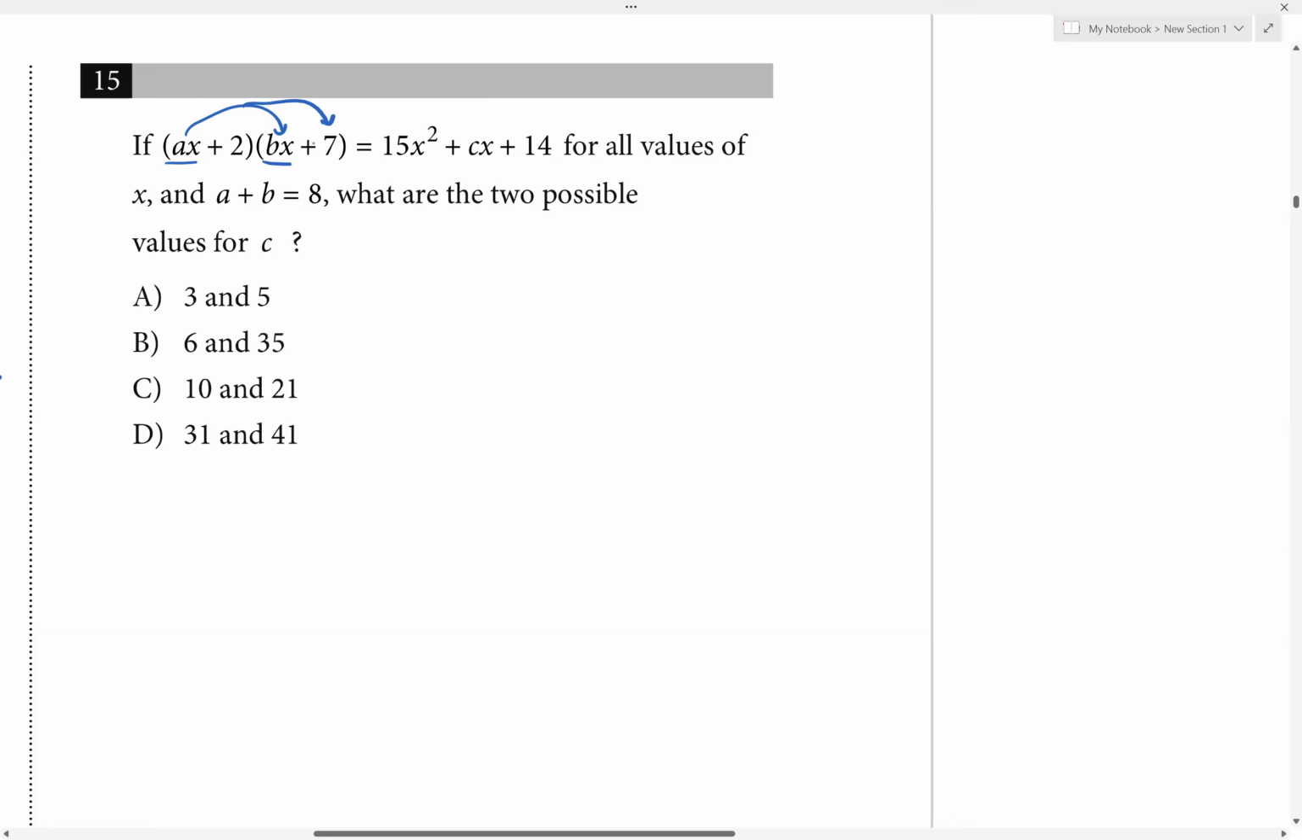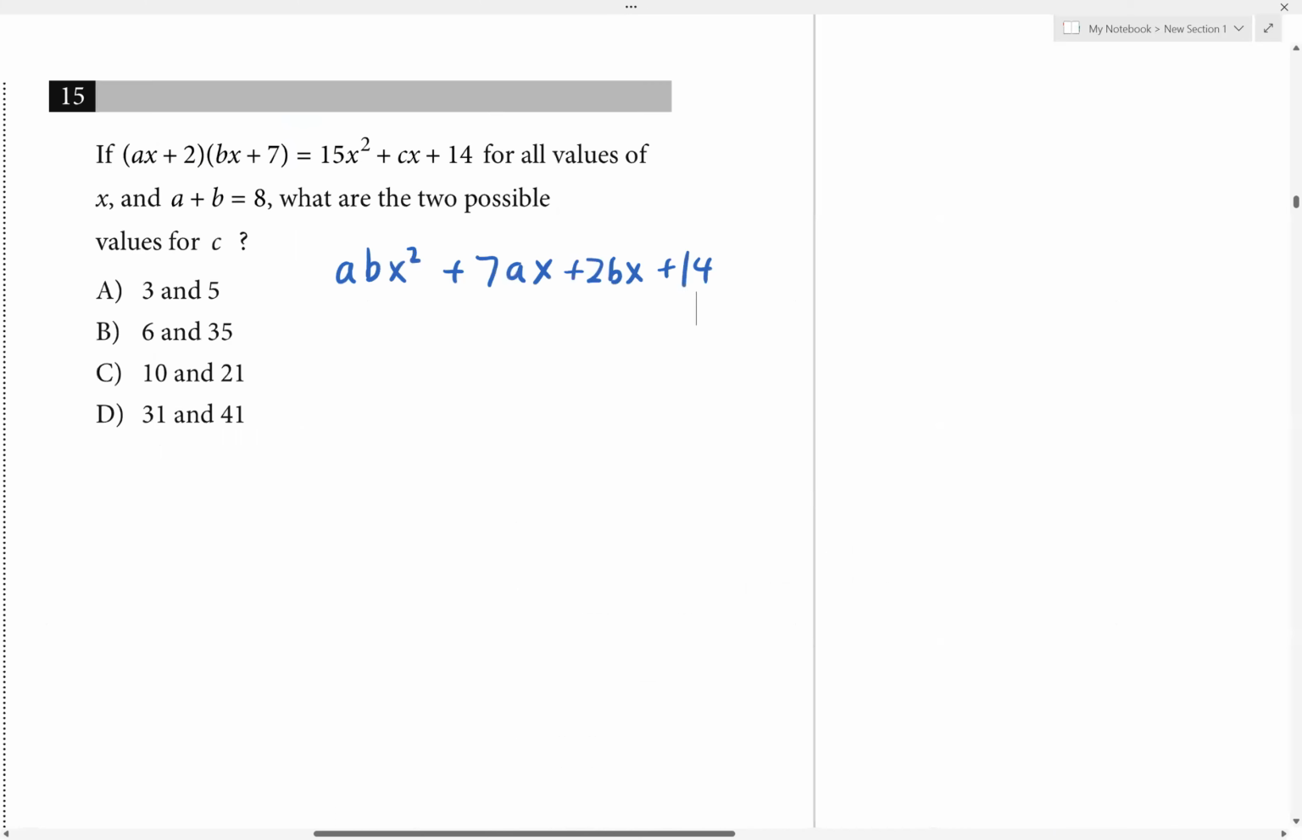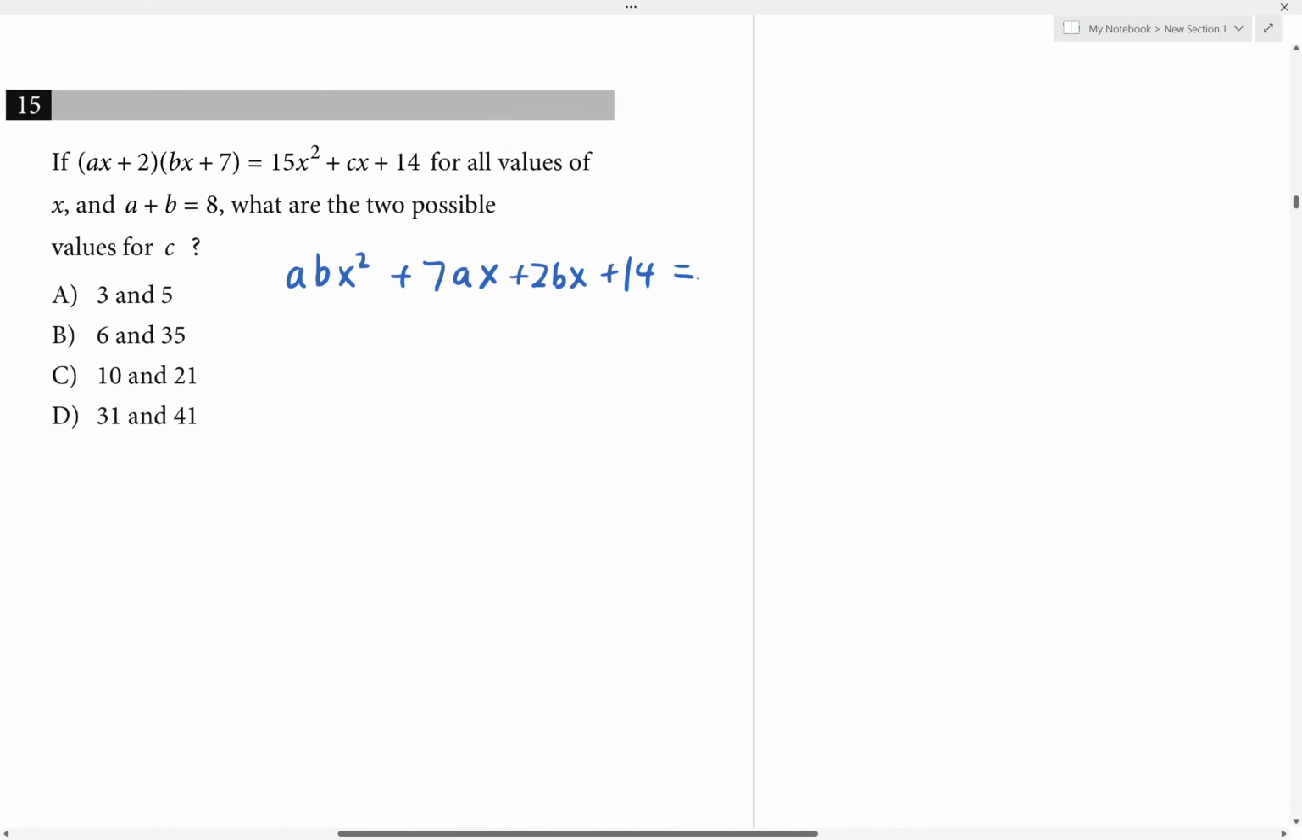Okay, and then ax times 7. So we do that, it will be abx squared. All right, ax times bx is abx squared. Ax times 7 is 7ax. Now we're going to take the 2 times bx, which is 2bx, and then 2 times 7, that would be 14. All right, so that's what we get here after we multiplied this out. And we know this whole thing is supposed to equal 15x squared plus cx plus 14, like that.